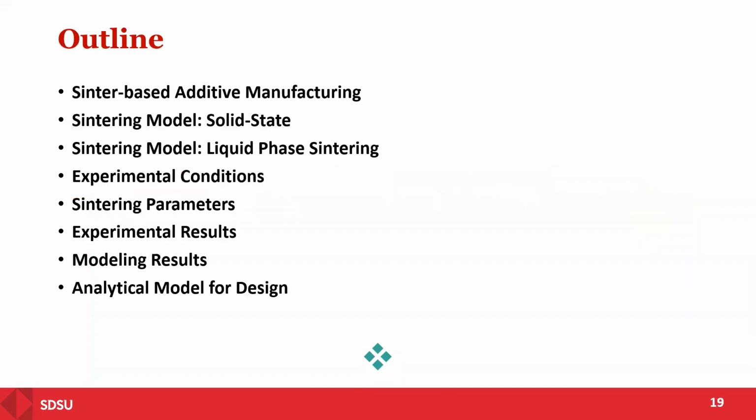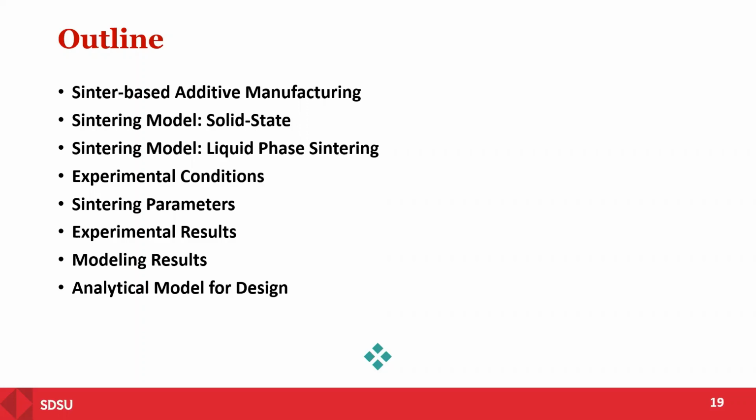Here I will give a brief overview of what we mean by sinter based additive manufacturing. I will describe the two models for solid state sintering. When you have, for example, the case of iron I just showed, where we sinter at that temperature, we have only diffusion but no liquid formation. Liquid phase sintering is when you have a more complex composition of your material and part of it melts. For example, with iron copper, you reach a temperature where the copper melts, so you have iron that stays solid and copper that melts.